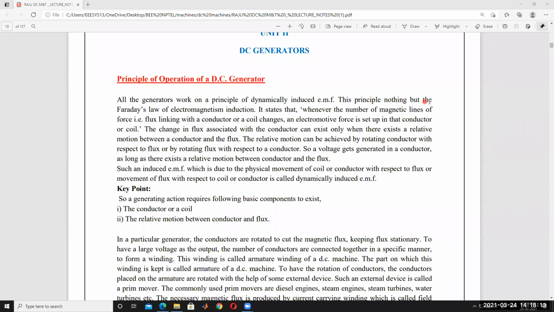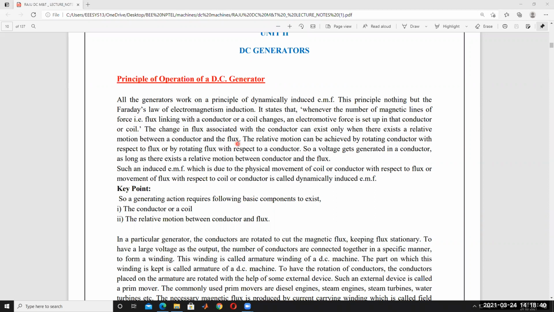The principle is nothing but Faraday's law of electromagnetic induction. It states that whenever the number of magnetic lines of force, that is called flux, linking with a conductor or coil changes, an electromotive force is set up in the conductor or coil. The change in flux associated with the conductor can exist only whenever there is a relative motion between conductor and flux.